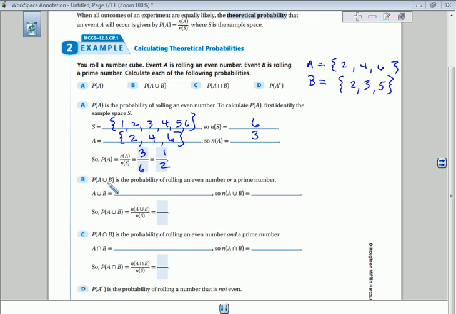The probability of A union with B. What is contained in the union of A and B? What elements? 2, 3, 4, 5, and 6. So, what is the number of elements in the union of A and B? 5. So what is the probability of A union with B? 5/6. Okay, you try C.